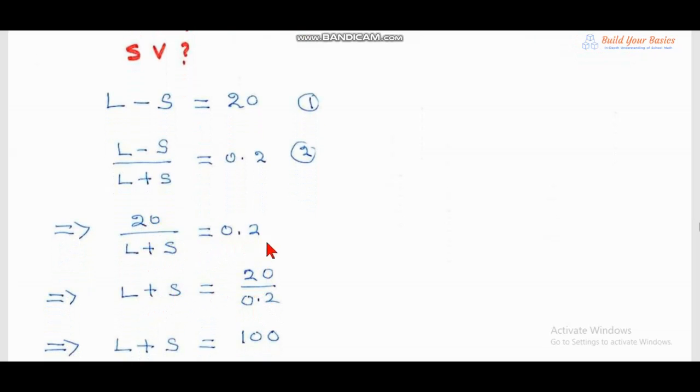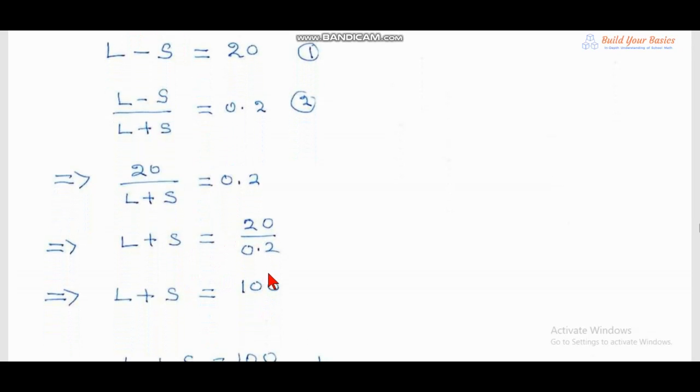L plus S by 1 is 20 by 0.2. When denominators are divided, that will be equal to the division of numerators. L plus S divided by 1, 0.2 means 0.2 by 1. So L plus S by 1 is 20 by 0.2. Or you can cross multiply and get the value of L plus S. 0.2 into L plus S equal to 20. So L plus S equal to 20 by 0.2.